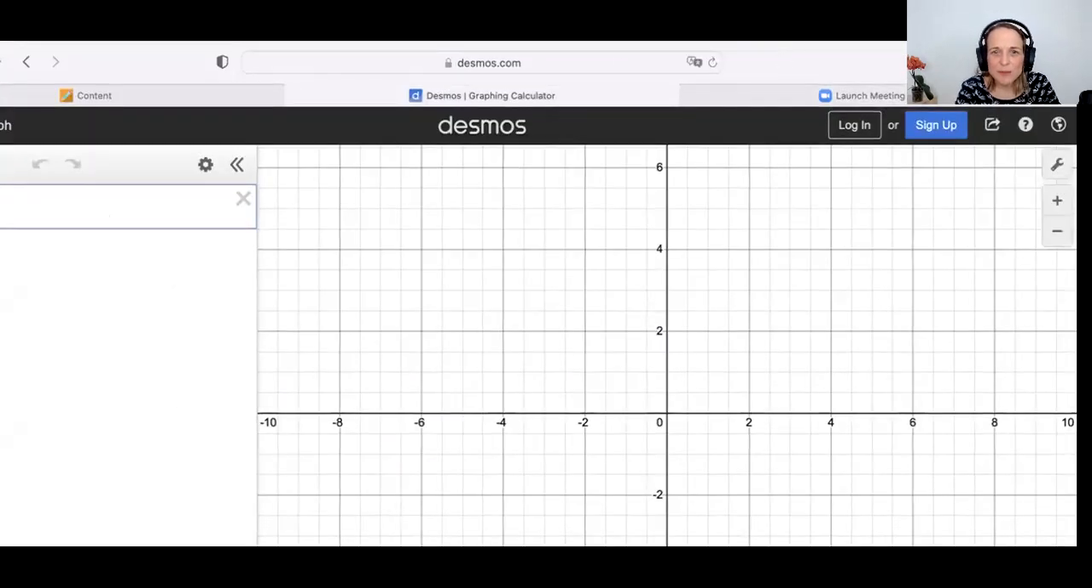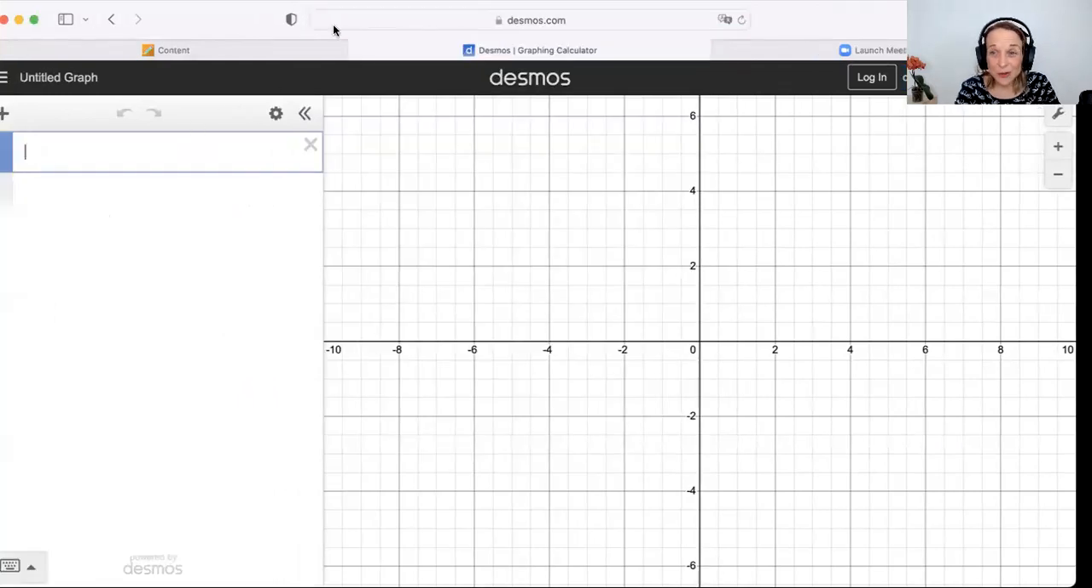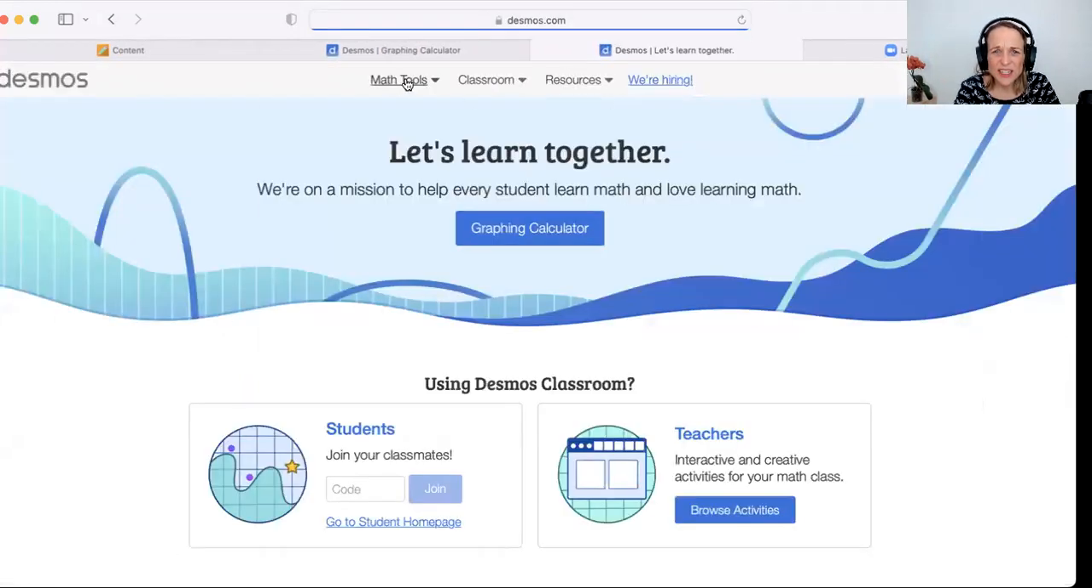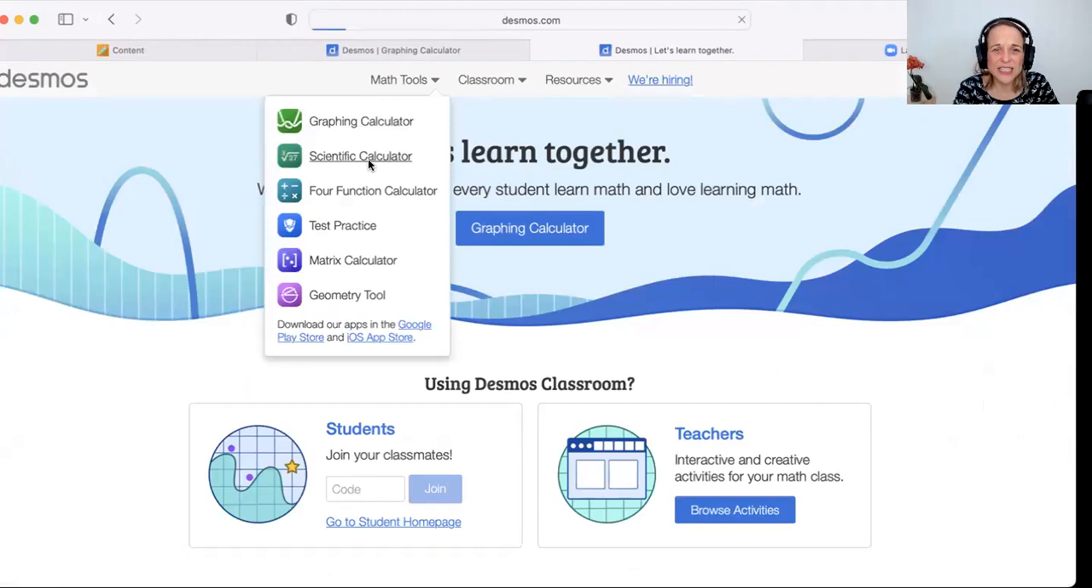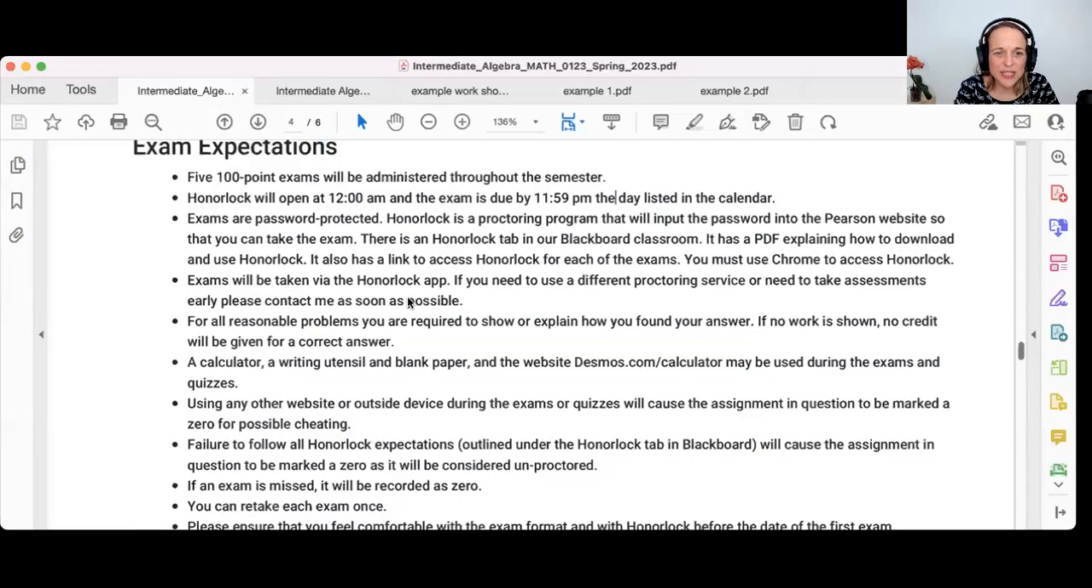Here is Desmos.com. If you just type in Desmos.com, it'll take you to a graphing calculator, and that can help you more than even a handheld calculator. It has a graphing calculator, a scientific calculator, which is not fun. It's not fun to type it in from your keyboard, but it works. If you don't want to buy a calculator, you are welcome to use it. Okay. That's what you're able to use on the exams.